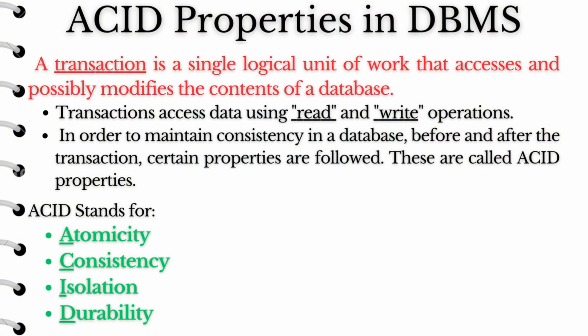Now let's start with transaction. A transaction is a single logical unit of work that accesses and possibly modifies the contents of a database. Transactions access data using read and write operations. In order to maintain consistency in a database, before and after the transaction, certain properties are followed. These are called ACID properties. ACID stands for atomicity, consistency, isolation, and durability.